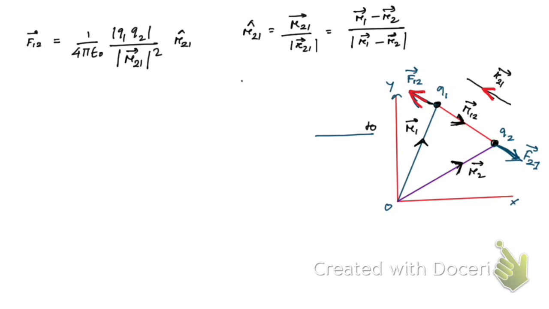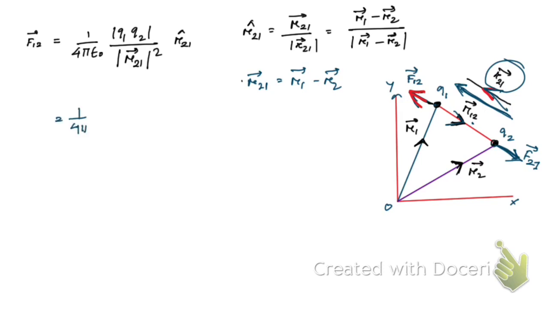So now, R21 vector is nothing but, this is R21, from this one to that one, Q2 to Q1, that is R21. So here the final position vector will be R1, so R1 minus R2, right? R1 minus R2. So then 1 by 4 pi epsilon naught.